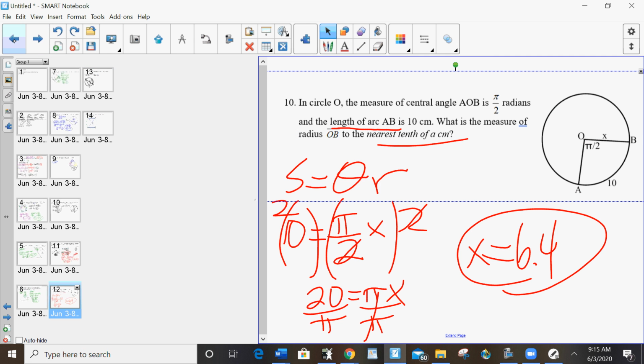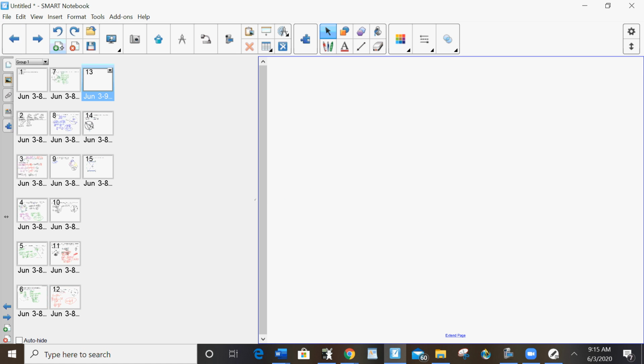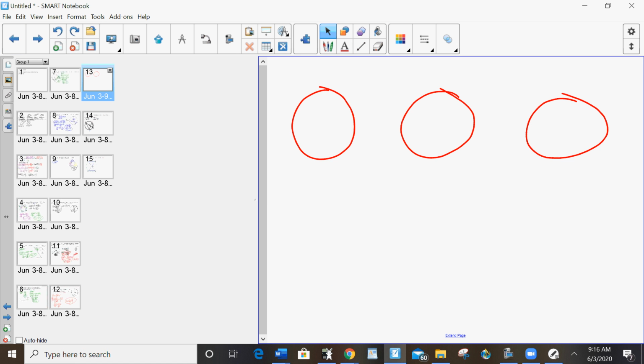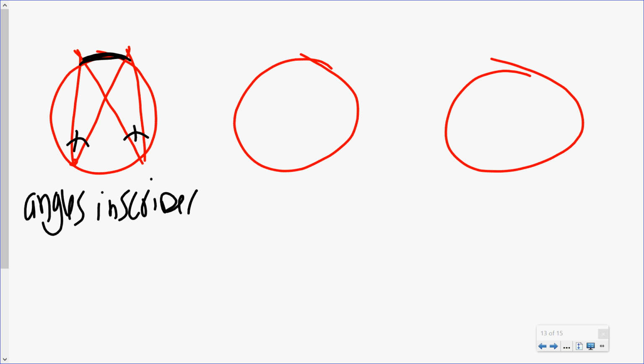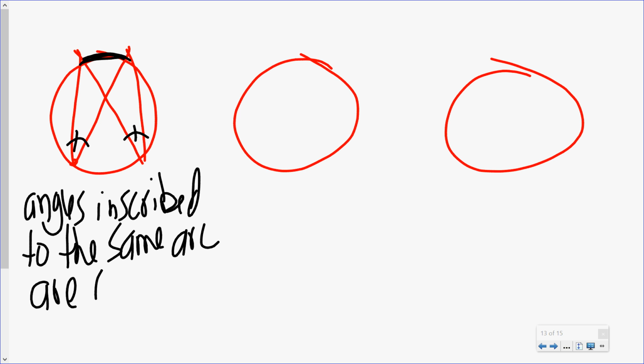Which brings us to our 3 special circle rules. They're all about inscribed angles. I have two inscribed angles, and they both intercept this arc. Therefore, they're congruent. Angles inscribed to the same arc are congruent.